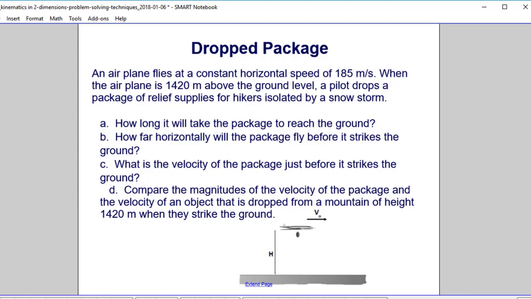So how long will it take the package to reach the ground? How far horizontally will the package fly before it strikes the ground? What is the velocity of the package just before it strikes the ground? And compare the magnitudes of the velocity of the package and the velocity of an object that is dropped from a mountain of the same height as the airplane when they strike the ground.